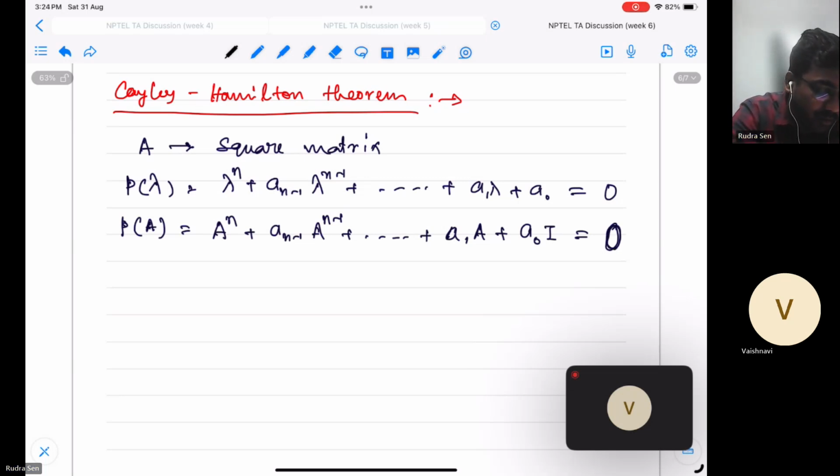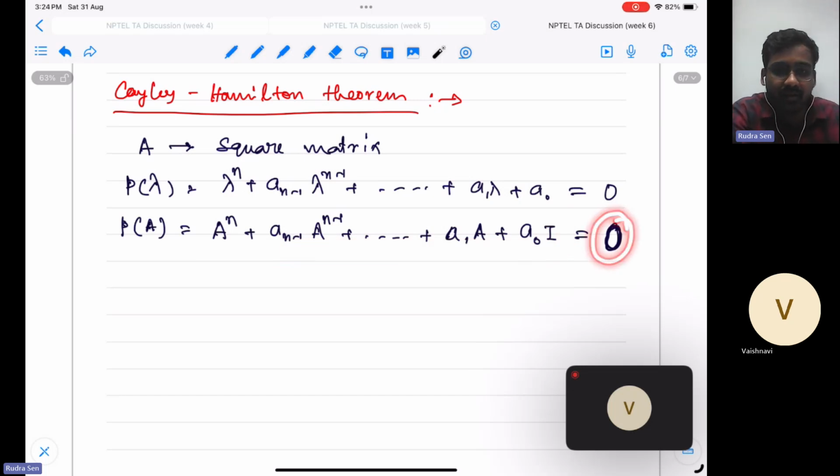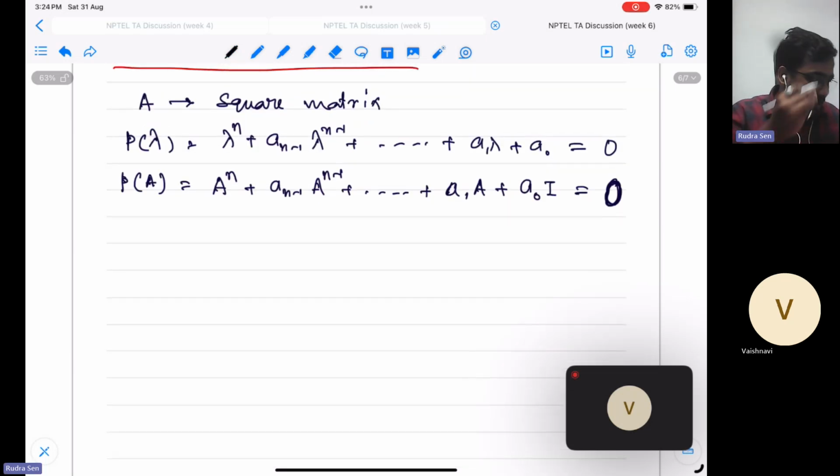So since this 0 is a scalar term and this is the matrix term, that's why I is included over here. This 0 means that all the elements of this matrix are 0. Using this Cayley-Hamilton theorem, we can find the state transition matrix, or the inverse of a matrix.